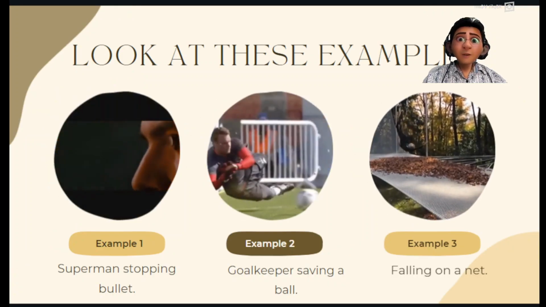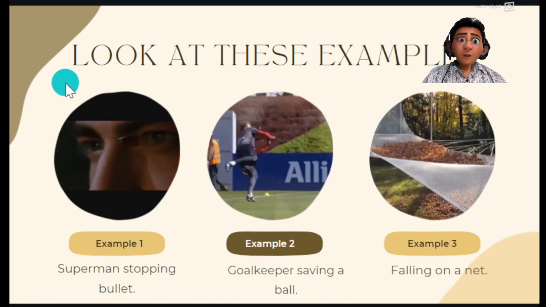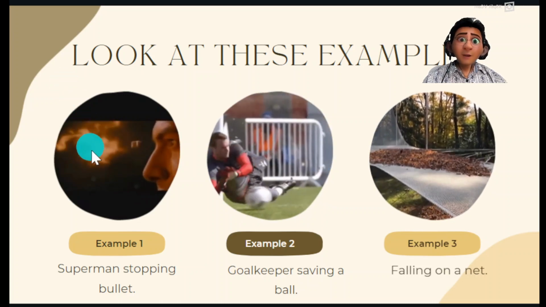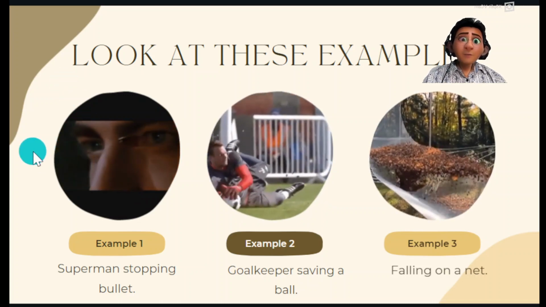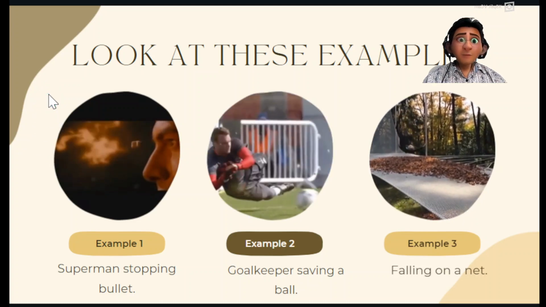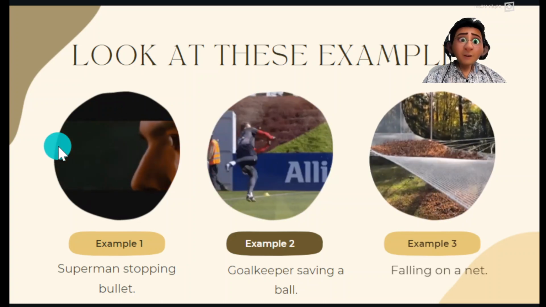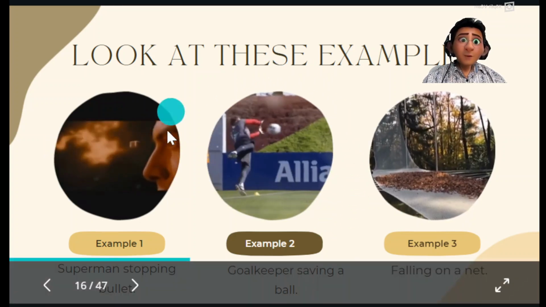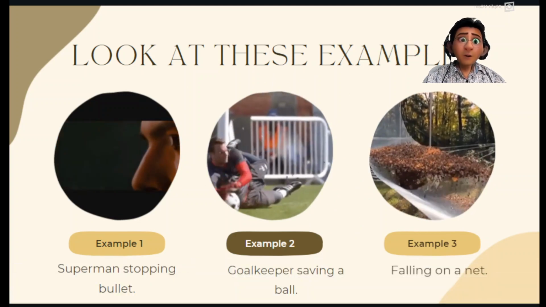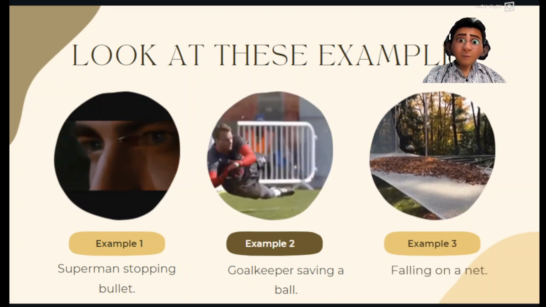Example would be this. The first example is only fiction, in the movie Superman. And what happened in this movie is the bullet is shot right on his eyes. But then Superman is very strong. The bullet stopped there. The second example is more realistic, which is a goalkeeper saving a ball. See, you can see there the ball stopped.